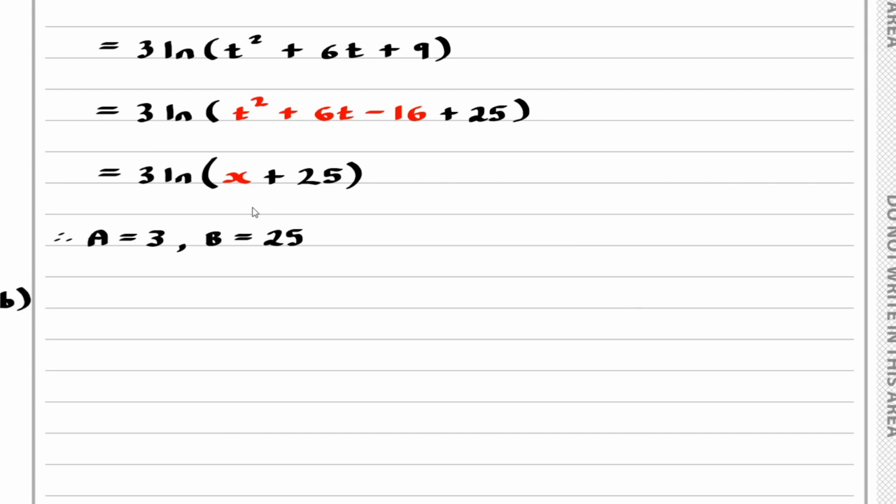So we know for part B, if y is equal to 3 times the natural log of x plus 25, dy over dx is equal to 3 over x plus 25.